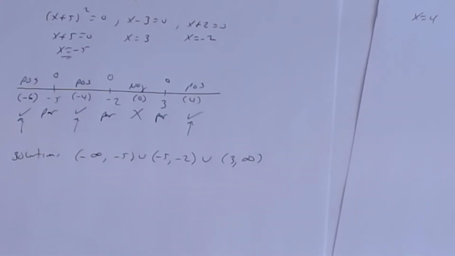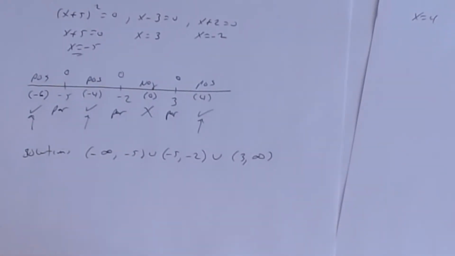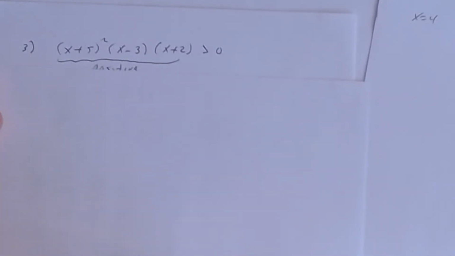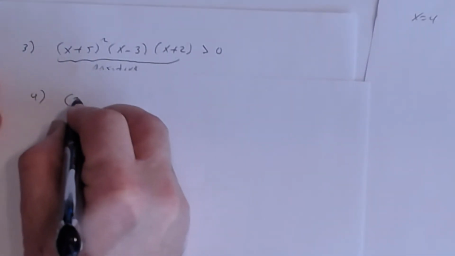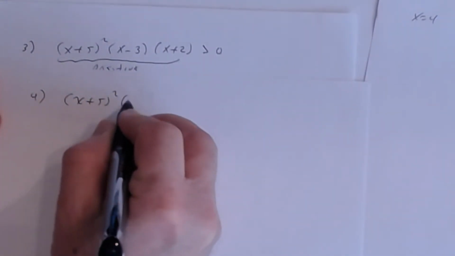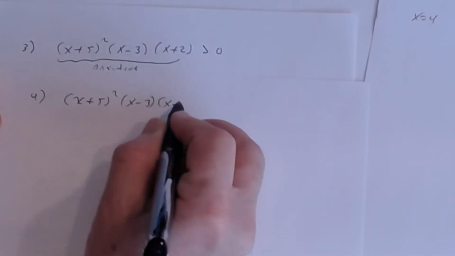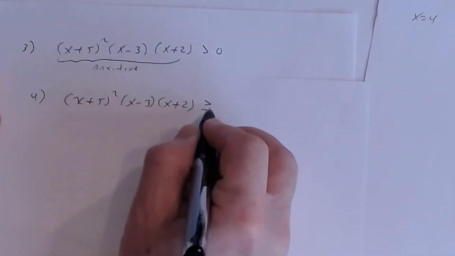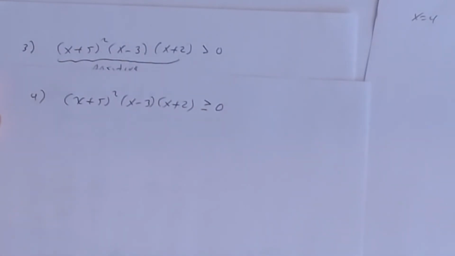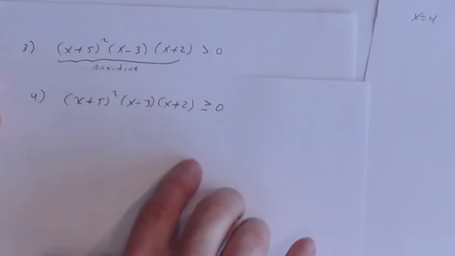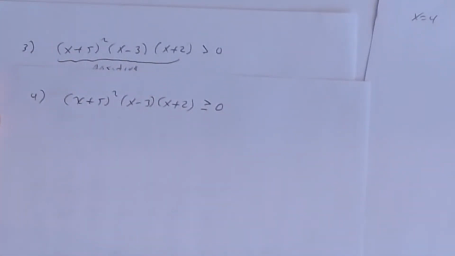Now, what I want to do now is I want to do that same problem right here that we just did, just to show you something. x plus 5 squared, x minus 3, x plus 2, but now make it x is greater than or equal to 0. All right, so the only difference was I made that greater than or equal to 0.